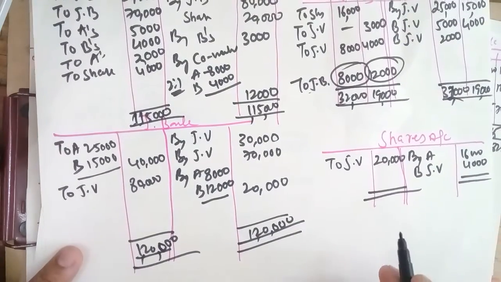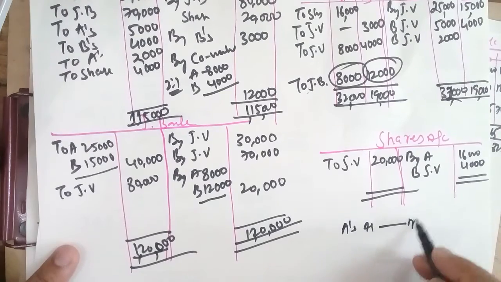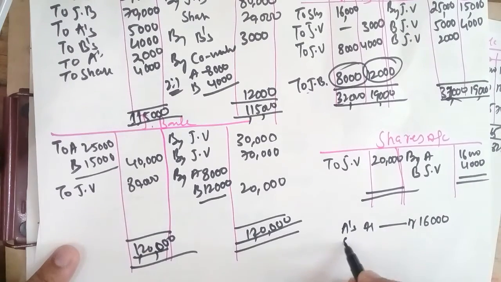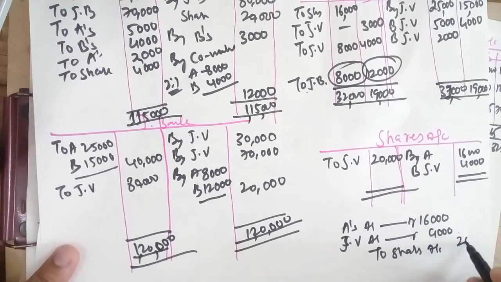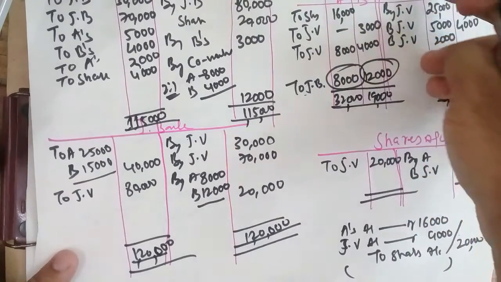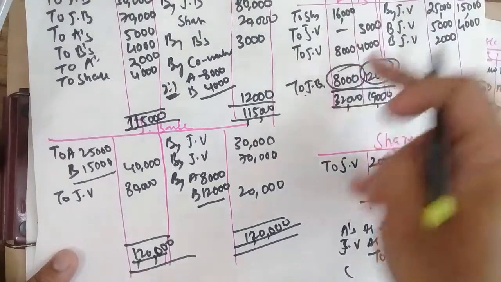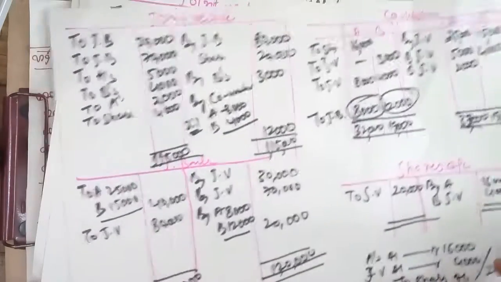Taking over entry, shall I write here? I will write. The entry would be A's account debit 16,000, then joint venture account debit 4,000, the loss, to shares account, collectively 20,000. Clear? This is the way we need to pass the entry. Then ledger posting. Then the final payment entry, that is co-venturers A's account debit, B's account debit to joint bank. So this is the way you can easily pass the journal entries. I hope I made you understand.